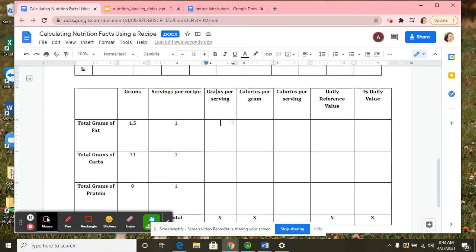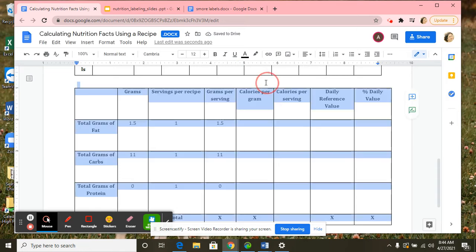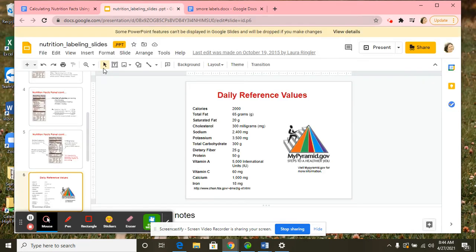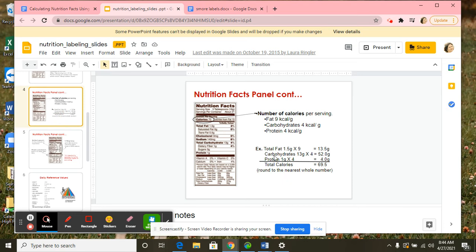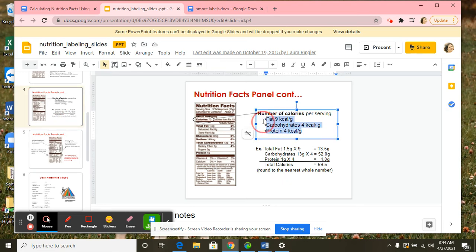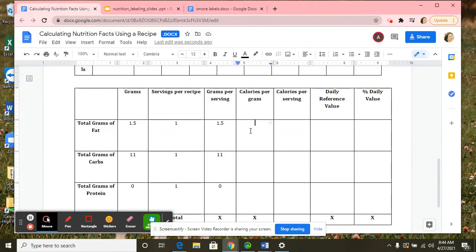Okay, now I'm going to figure out how many grams per serving. So I'm going to take the 1.5 times 1 to give me still 1.5. 11 grams times 1 is still 11. 0 times 1 is still 0. So calories per gram. This is going to come right from the notes from yesterday. This is how many calories you get from the various ingredients. So fat gives us 9 calories, carbohydrates and proteins give us 4. So that's going to be 9, 4, 4.